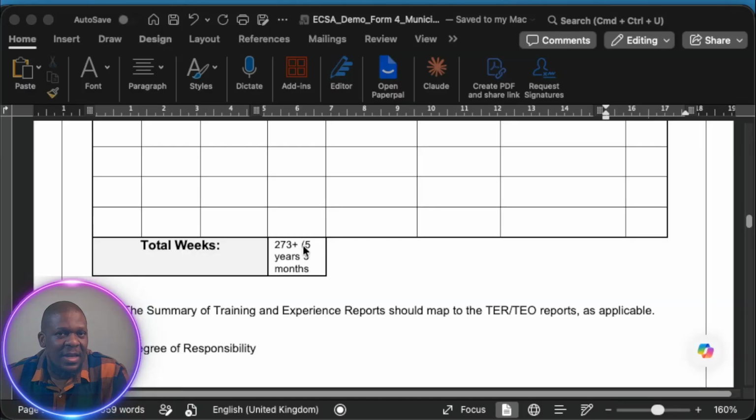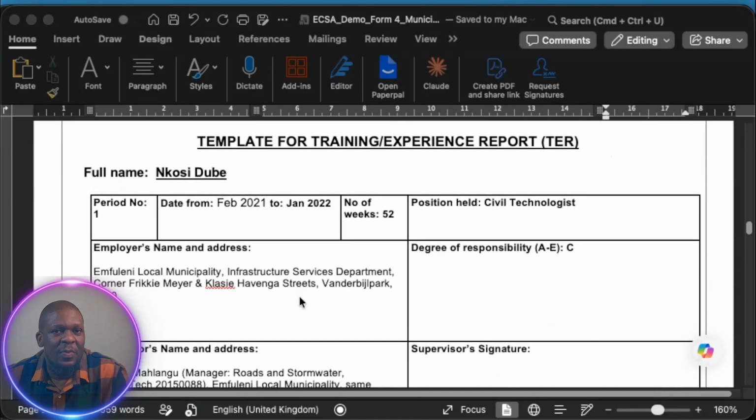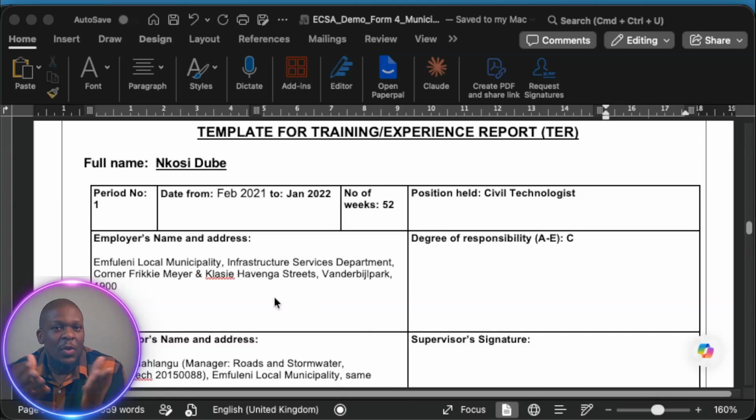So, as we have indicated, they have been working for 5 years, 3 months, and we have indicated that degree of responsibility. Let's assume the name of the applicant is Ngosi. And we said period one, they've been working from February 2021 to January 2022.